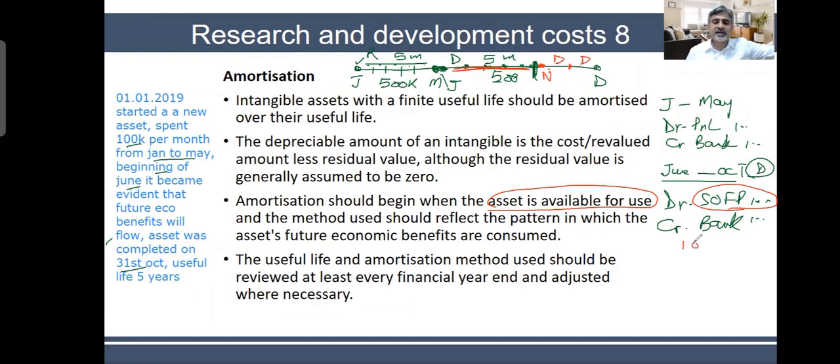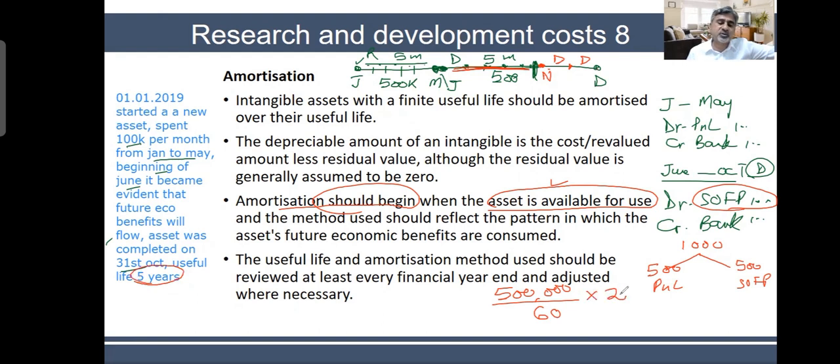So what happened? You spent 1 million. Half of that, 500, will go to P&L, and this 500 will go to the statement of financial position. But amortization should begin only when the asset is available for use, which is here. So my first period of amortization is 500,000, which is my asset, divided by 60 because it has a 5-year life, and multiplied by 2 because only 2 months. So 60 months into 2 months. Let me see what it makes. 50,000 by 6 and 2, it becomes 3, and I don't know, 16,333 something, or 16,666 something. So 16,000 something, only 2 months of depreciation will go. Are we clear on that?